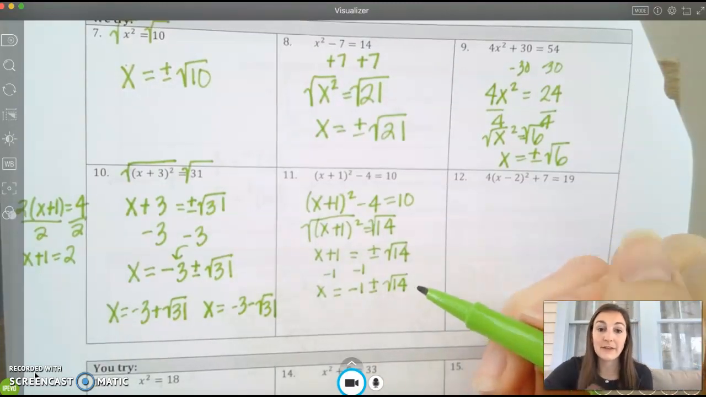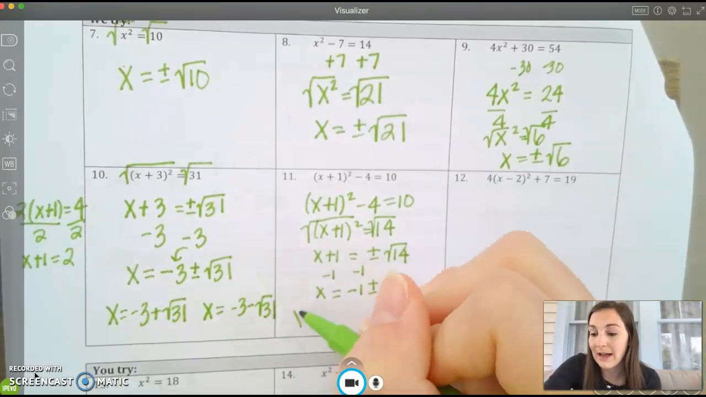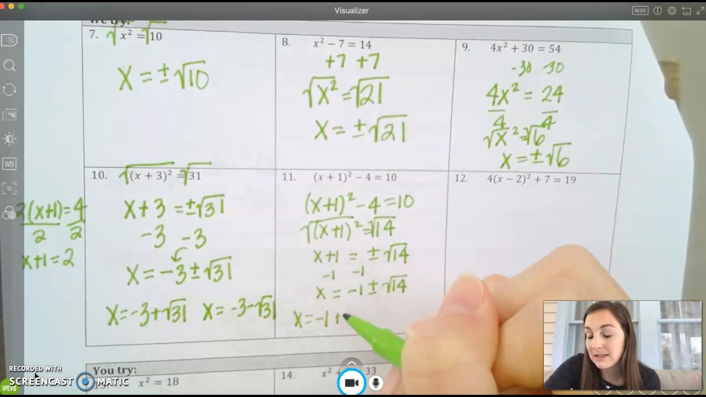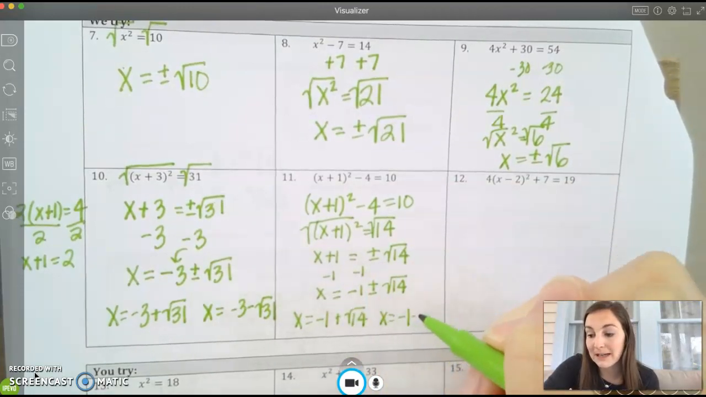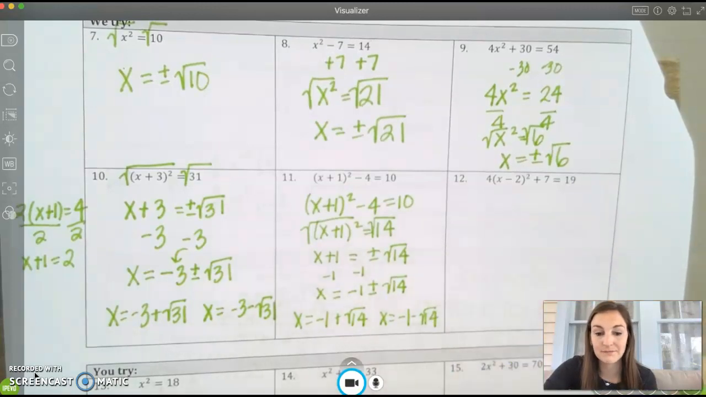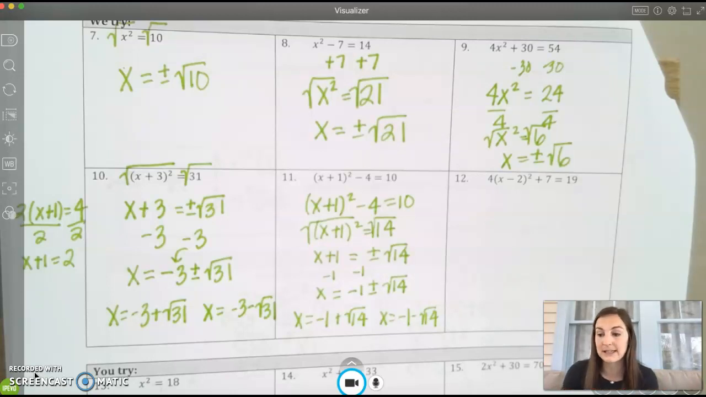So I have two answers here. Remember, we're always going to have two answers when we take the square root. So x equals negative 1 plus the square root of 14, and x equals negative 1 minus the square root of 14. So yes, crazy, but those are real numbers. You're just isolating that squared term, and then we have to add or subtract or even maybe divide in order to get x completely isolated by itself.